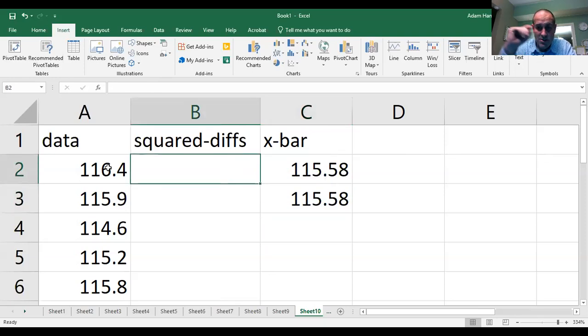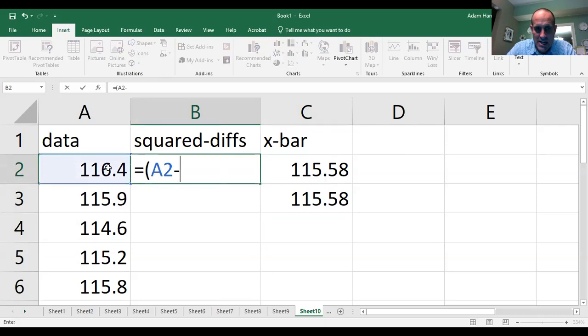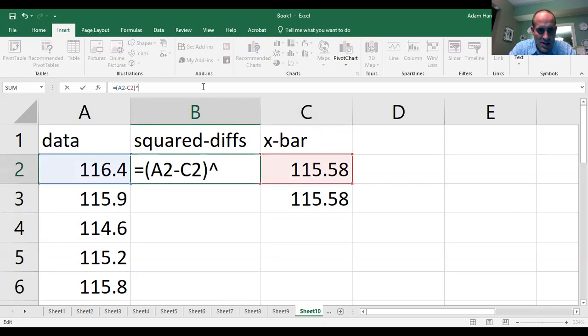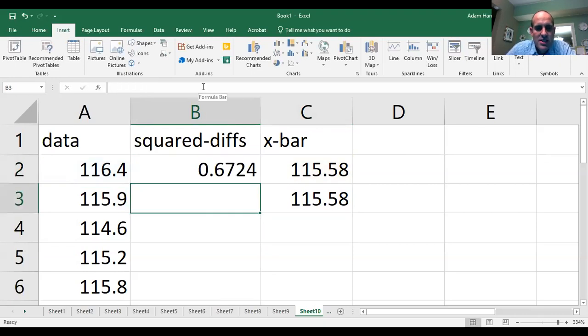What about squared differences? Well, I go equals, parentheses, this, remember it's X value minus X bar. If I hit enter, oops, I forgot to square it. So I also need to raise to the power 2. That's the squared difference, okay? So I get that.